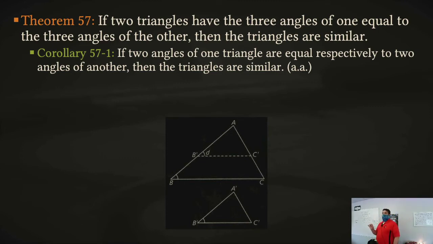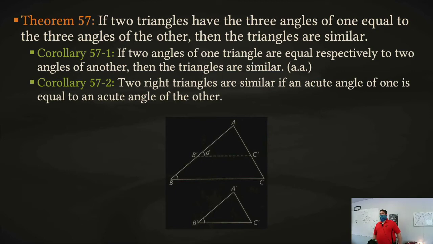We're going to assume corollaries proven in this section, mostly because I didn't feel like retyping the proofs when I wrote these. All right, corollary 57.2. Two right triangles are similar if an acute angle of one is equal to an acute angle of the other, because, again, if you have right triangles, that means one of them is a right angle.